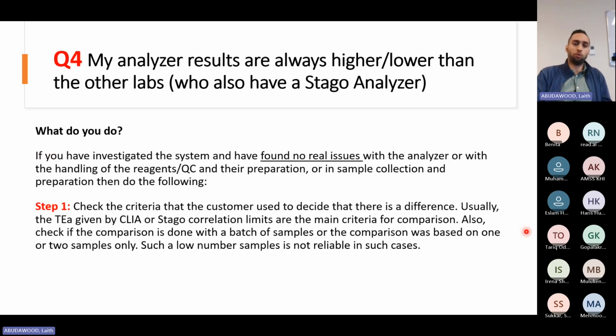Okay, before moving to question 4, any questions about point 3, question 3?